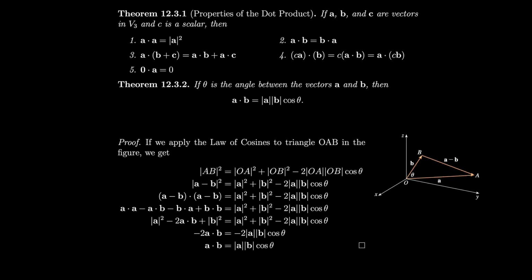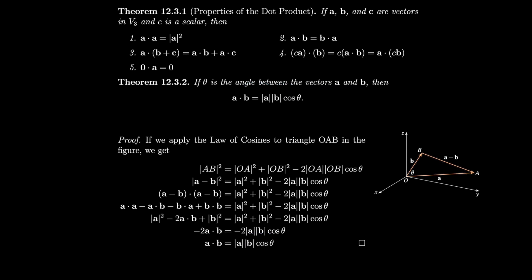Now notice on both sides the a squareds cancel, the b squareds cancel. So we just have minus 2a dot b equals minus 2 length of a, length of b cosine theta. And then we just cancel out the minus 2's, and we're left with exactly what we wanted to prove. So now we have a way of finding the angle between vectors.